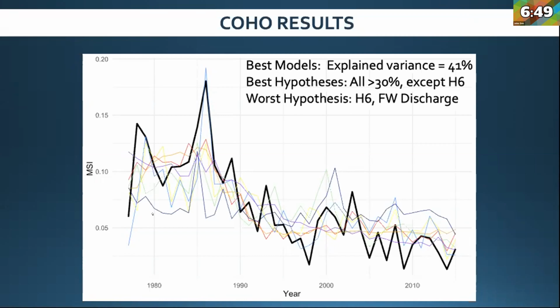So all the best hypotheses were greater than 30% in their ability to fit the data. The only one that wasn't was hypothesis 6, the freshwater discharge. That one was really poorly fitting in all cases. So that's just something to note as we move forward.